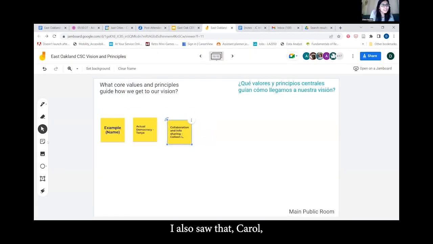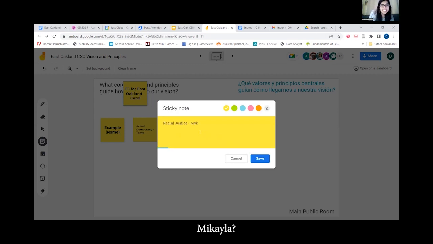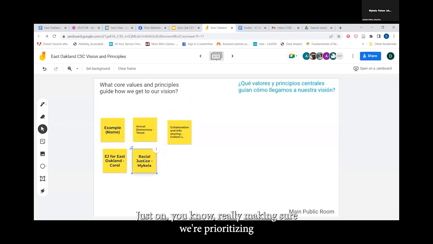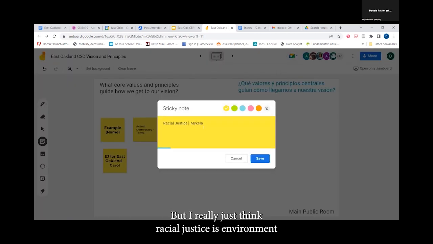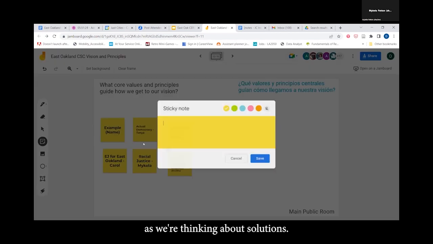Got it. I also saw that, Carol, you said environmental justice for East Oakland. And I see racial justice. Do you want to speak to it more, Michaela? Yeah, I think just really making sure we're prioritizing Black and Brown folks and those most impacted. But I really just think racial justice is environmental justice, especially because of the histories in Oakland. So I think that can look like, this is more of an action, but looking at the effects of redlining and city planning as we're thinking about solutions also.